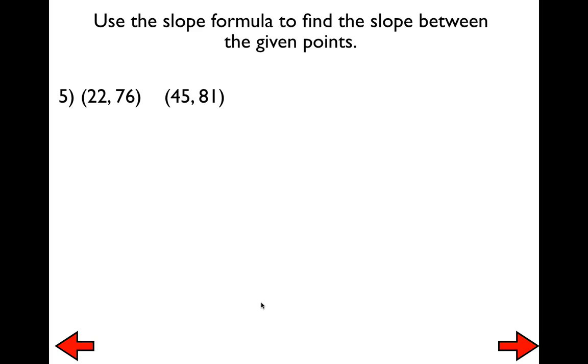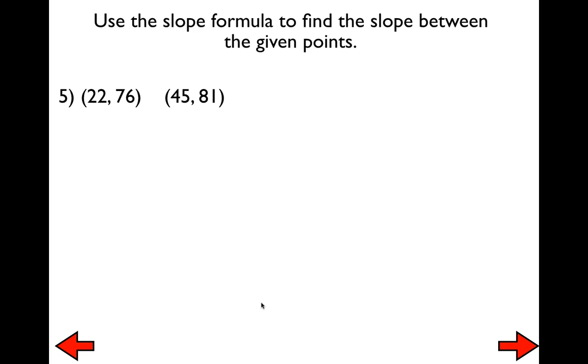In fact, what are some other scenarios where the slope formula would be useful? What if these points were decimals? What if these points were fractions? Those are great examples of when you would definitely want to use your slope formula, because on a graph you can't accurately say what the vertical change is or what the horizontal change is.